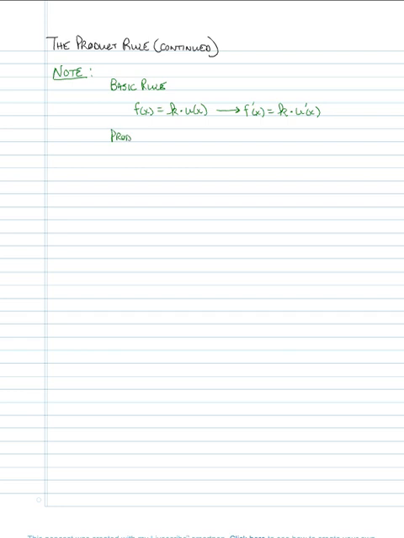Okay, let's compare here. The product rule. In the product rule, it says if we have a function f of x that's the product of two functions, we normally think of these functions as having variables in them. And this says that if we want to find the derivative of a product of functions, then we have to use this complicated formula, which is first function times derivative of second, plus second function times derivative of first.